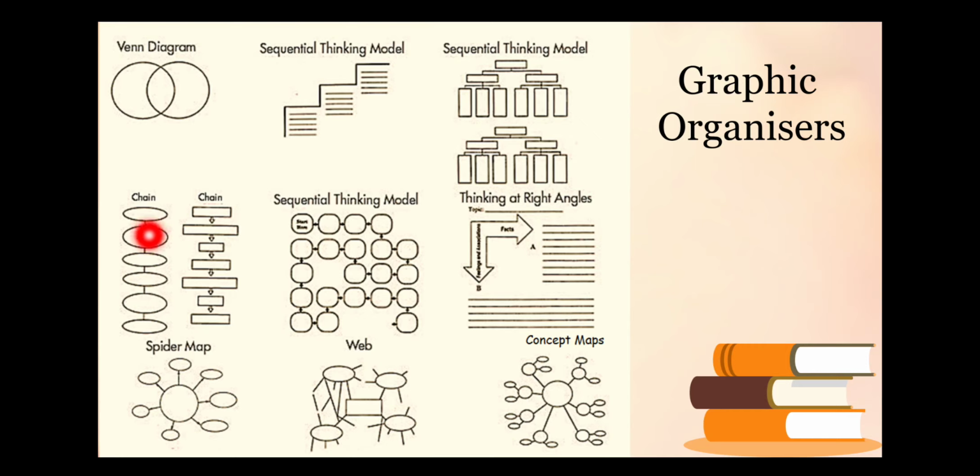The flowcharts or chain diagrams can be used for things that are processes which have steps, chronological order like in stories, so you can use a diagram like this or this. Information that can be classified in two parts can be presented in the form of this right angle diagram. Then descriptions, for descriptions you can use spider webs or concept maps, and you can use these diagrams for descriptive and factual expository texts.